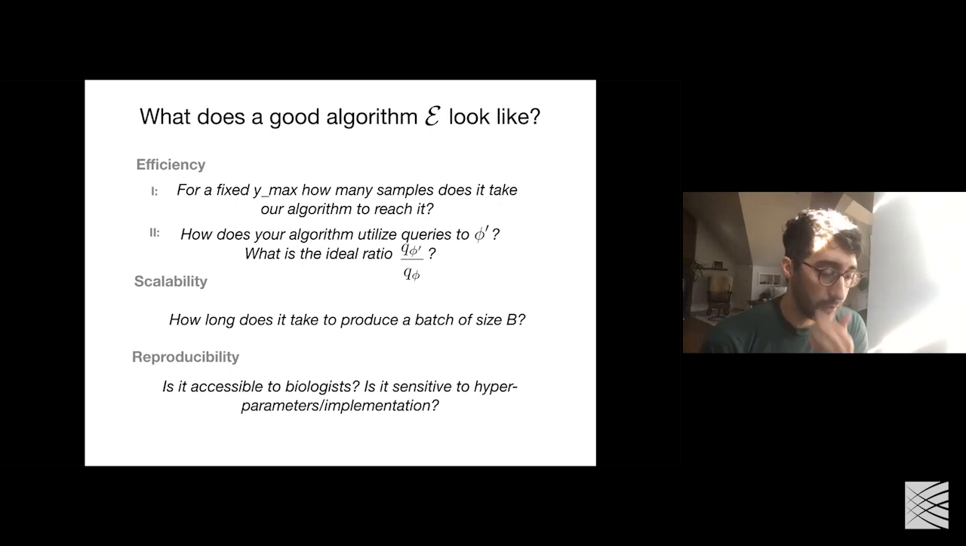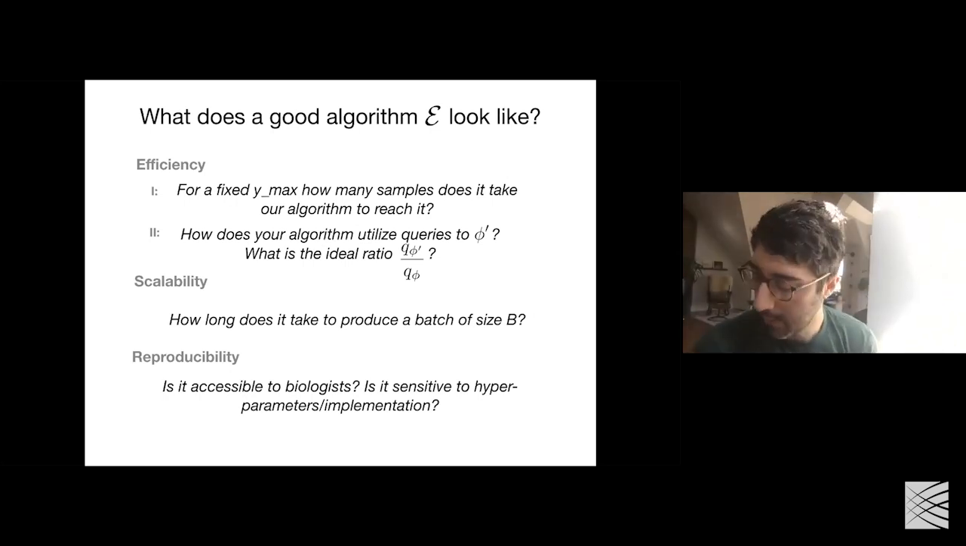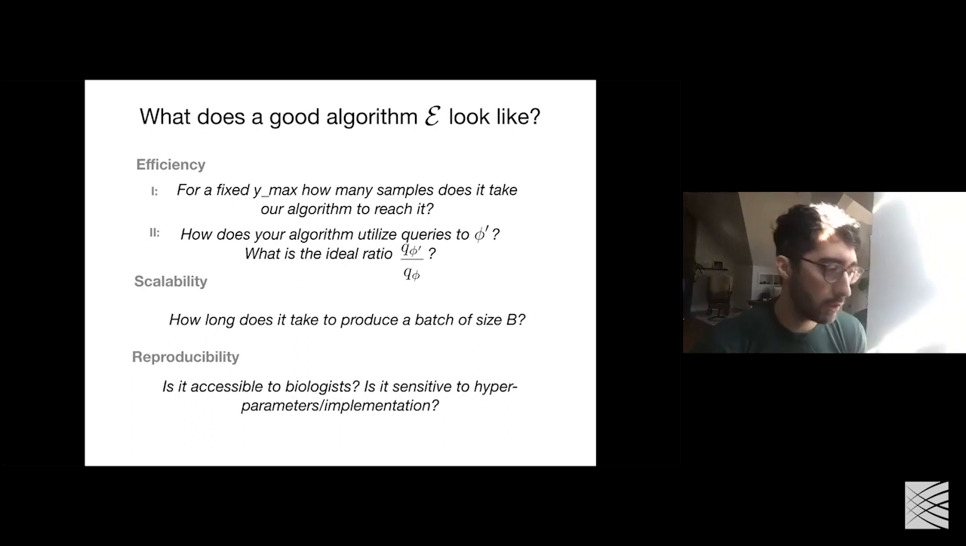And reproducibility, I think, is something that biologists actually tend to care about a lot more than you would gather from the machine learning papers. And it's that, is it accessible to biologists? Is it sensitive to hyperparameters and implementation? Can I run it, and can I use it in lab to generate new sequences?